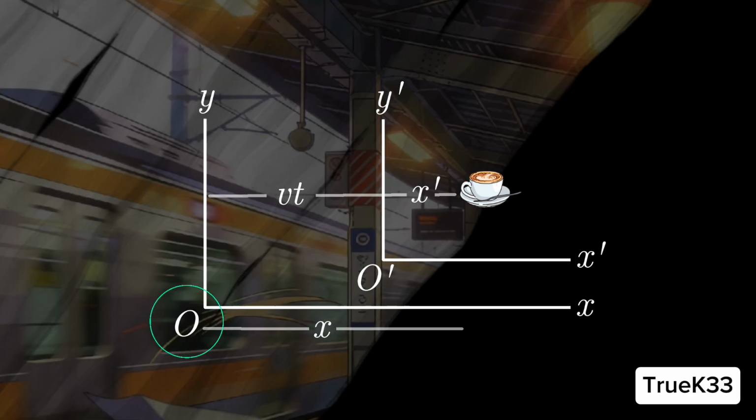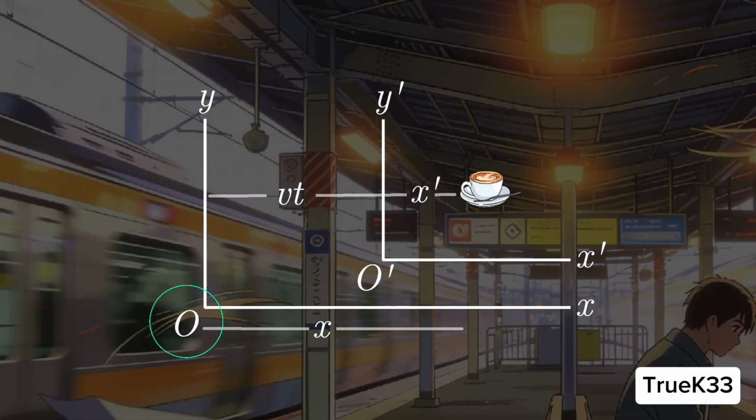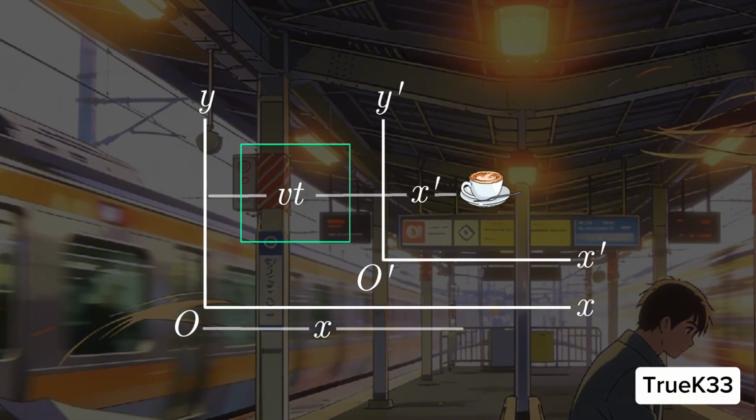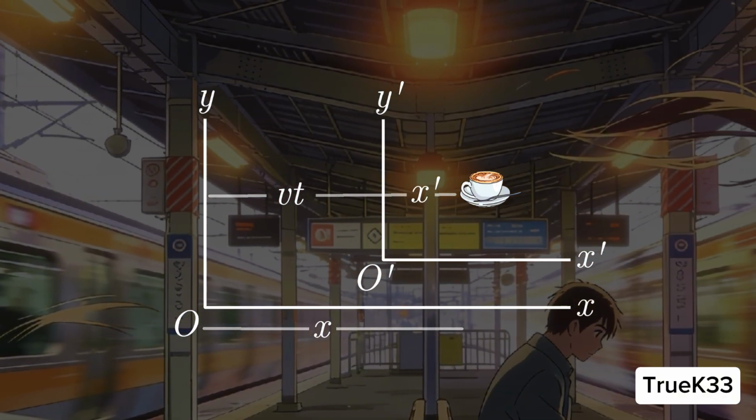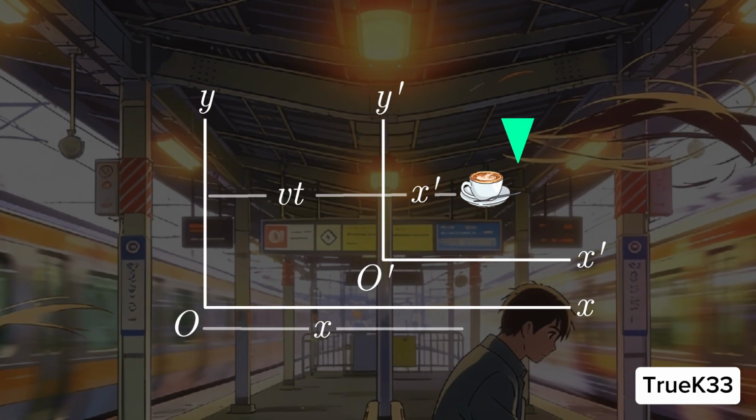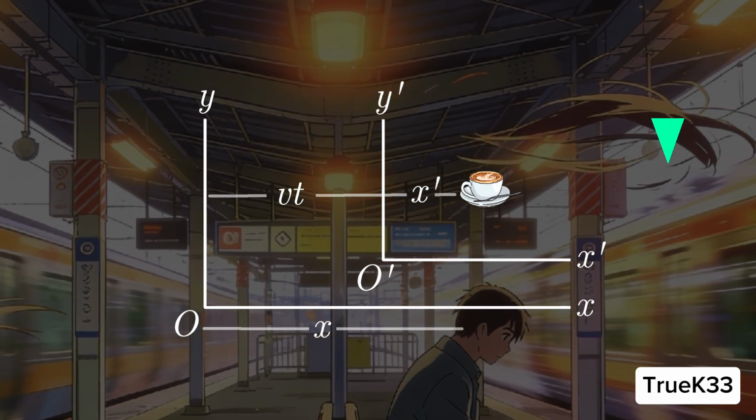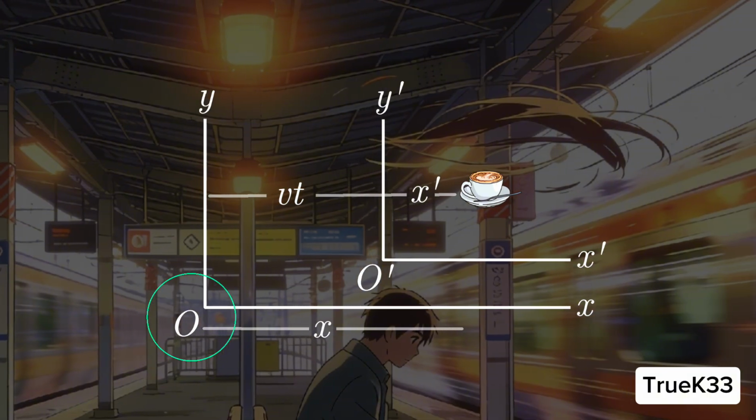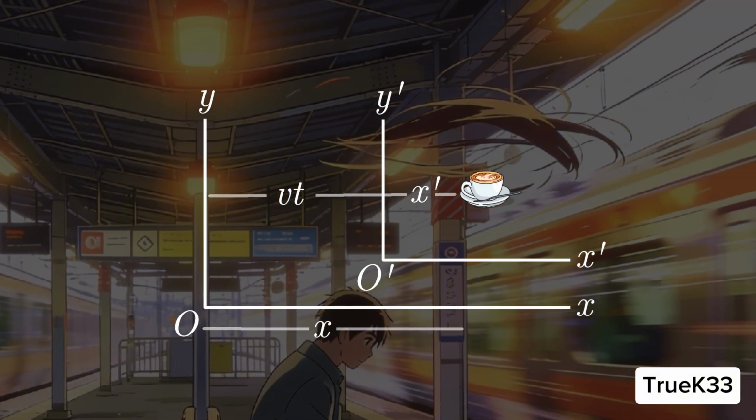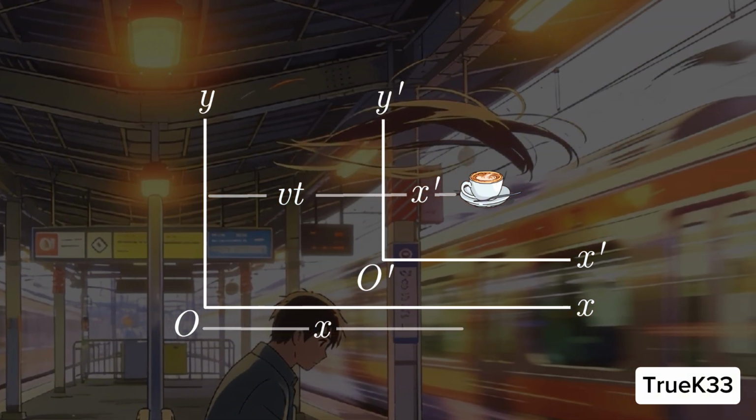From the point of view of the person at the train station, the coffee cup covers a distance vt at time t. Therefore, in this frame of reference, the trajectory of the object is a straight line in the horizontal direction. It is interesting because from this point of view, the cup is genuinely moving to the right, and we can trust the measurement of the person at the train station.